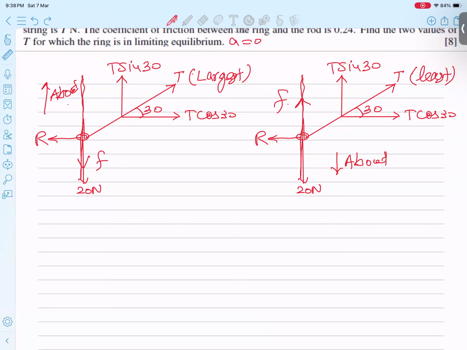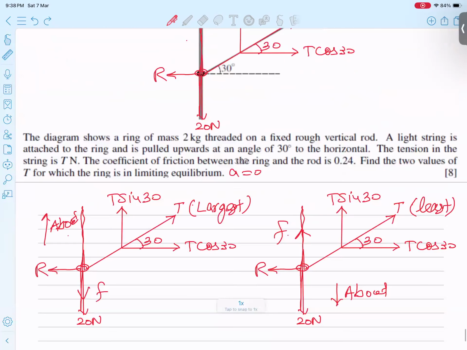So I can say clearly, because this force will be equal to R, this is both concept, this is equal to each other. So I'm writing down here on top: R is equal to T cos 30. And cos 30 is basically equal to root 3 over 2. And what is the formula of friction? F is equal to mu R.